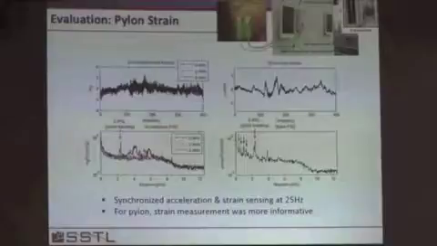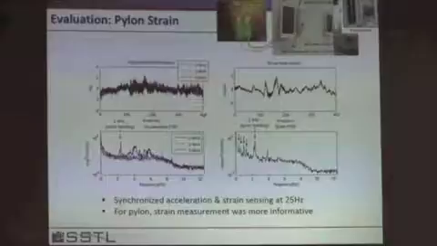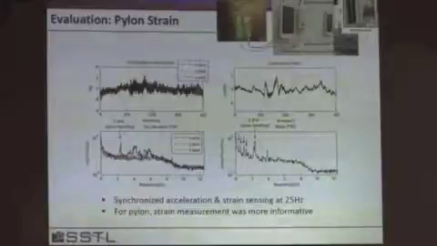So what that shows you is that a multi-metric approach to structural health monitoring can be very important. The accelerations may give you information about the global behavior, but the strains may tell you more about the low frequency as well as the local behavior.